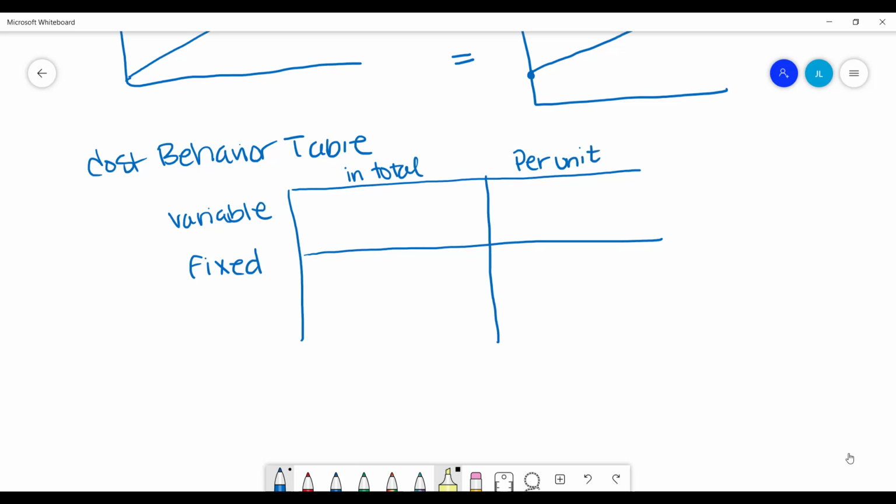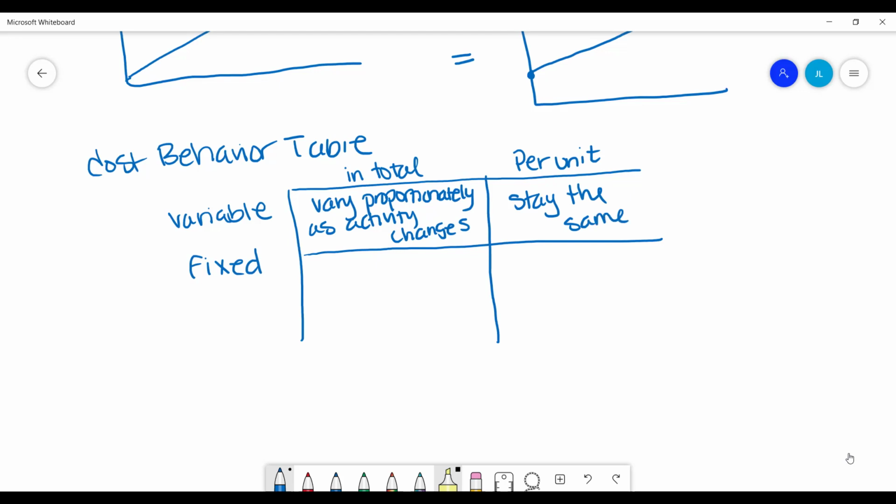Variable costs, what do they do in total again? Okay, in total, they vary proportionately as activity changes. So as activity goes up, what can I expect variable cost to do? Go up. As activity goes down, what can I expect variable cost to do? Go down. So as activity goes up, variable costs go up. As activity goes down, variable costs go down. Per unit, though, variable costs stay the same.